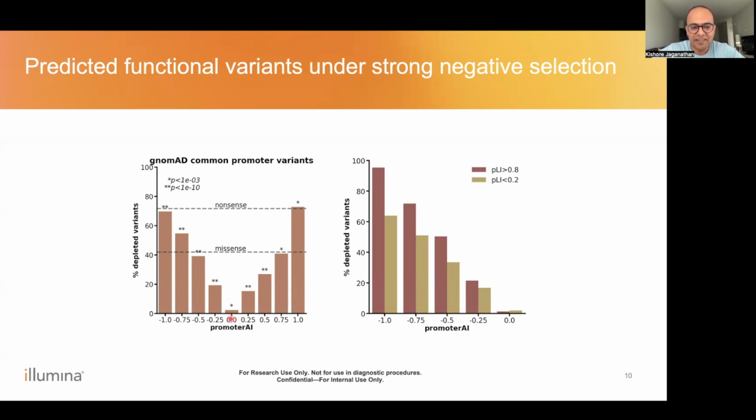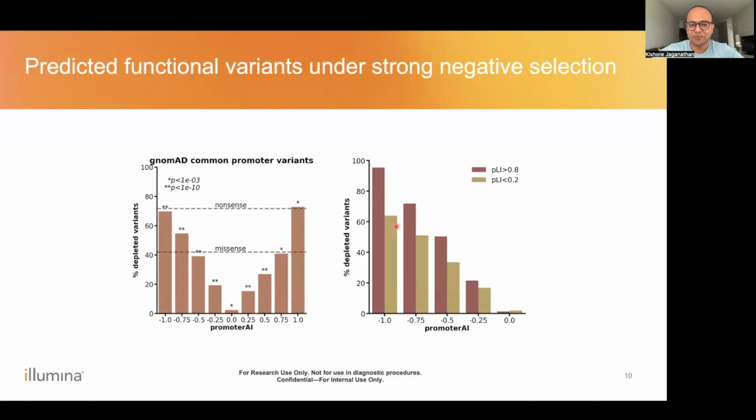And as the PromoterAI scores keep increasing, whether overexpression or underexpression, you see that the selection pressure keeps on increasing. At around a PromoterAI score of 0.5, the selection pressure is almost as much as you will see when you use missense variants. And the ones with the highest or lowest PromoterAI scores, like +1, most overexpression or most underexpression, the selection pressure is almost as much as you see for the nonsense mutations.